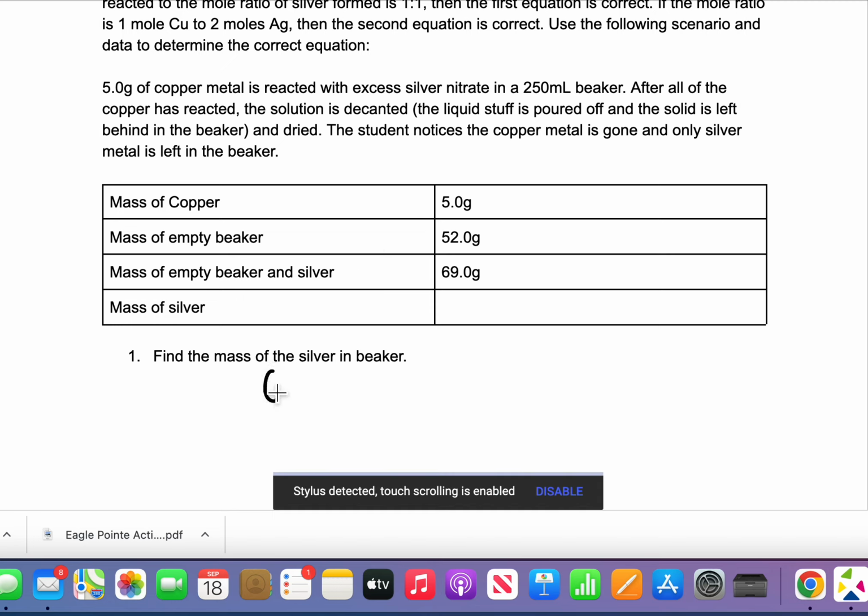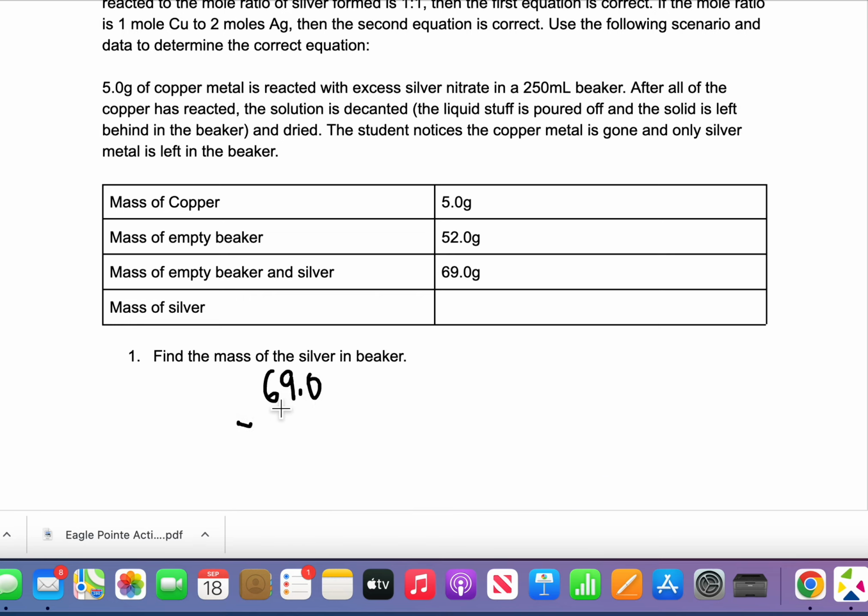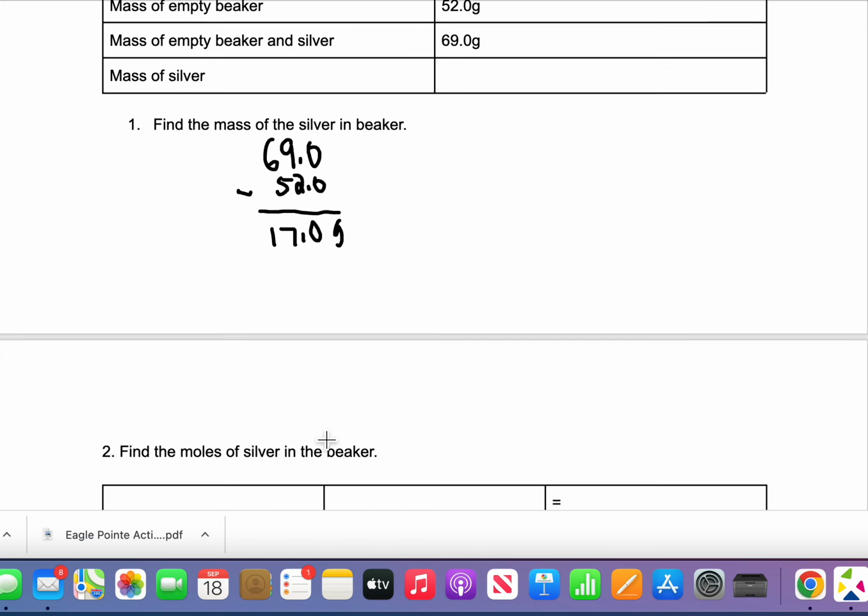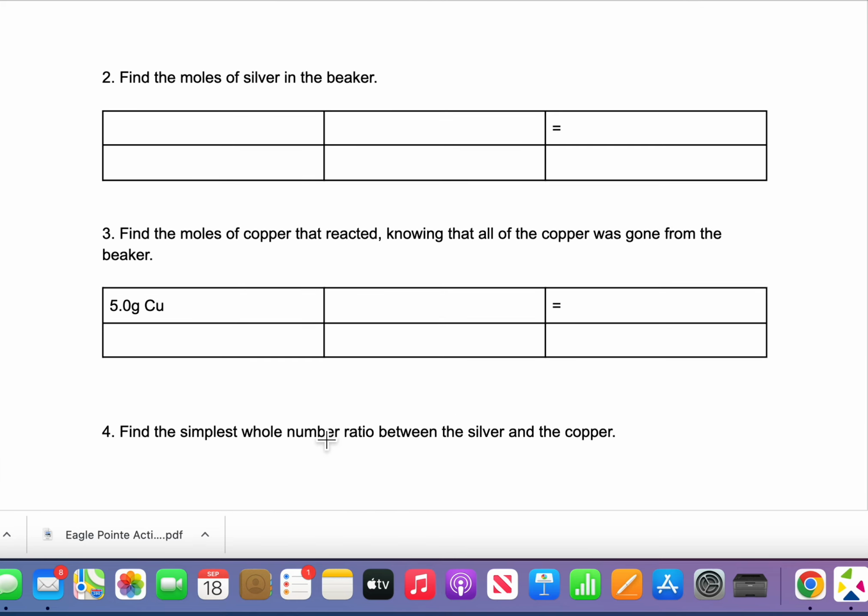So what we're going to do first is find the mass of the silver in the beaker. We're going to take 69.0 and subtract 52.0, and that's going to equal 17.0 grams. Okay, go to the next page. Now that's the grams of silver.